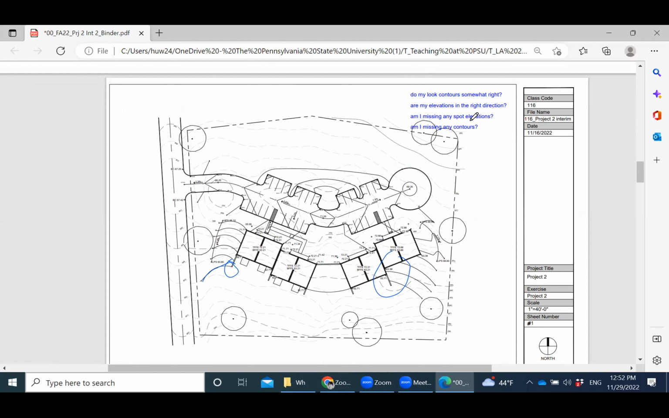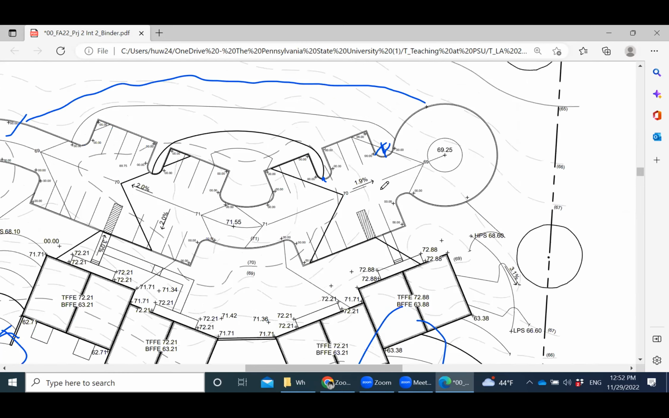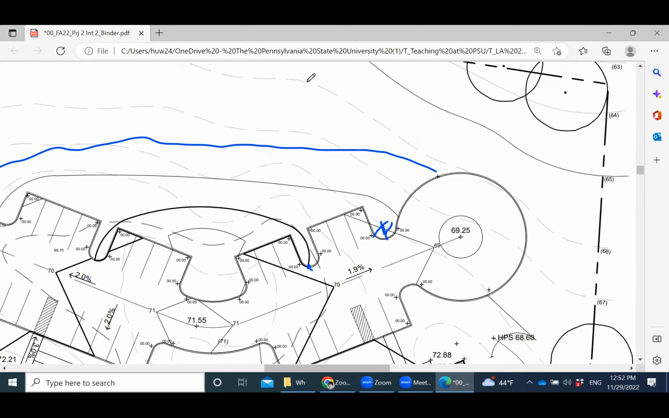Elevation, the right directions. Am I missing any spot elevation? Well, you are definitely going to be having more contours connecting to this area, right? Well, you can't cross the curb. So this portion, you will get rid of that. That connection doesn't feel good. Well, so this becomes a good example of illustrating where you connect, right?